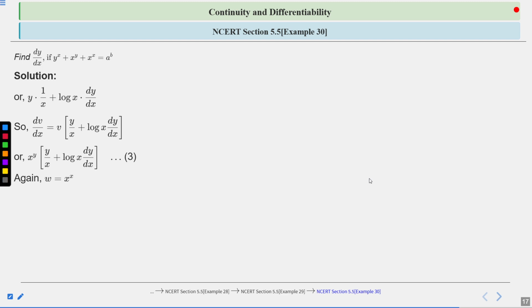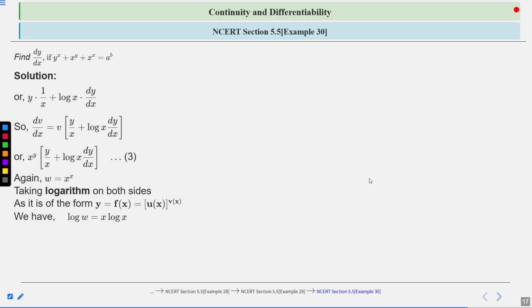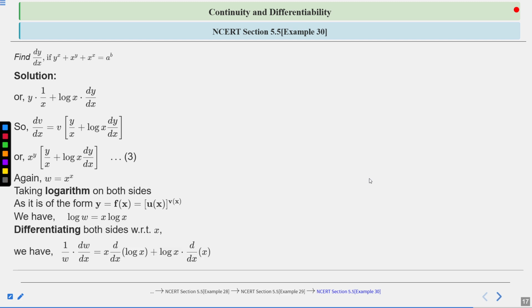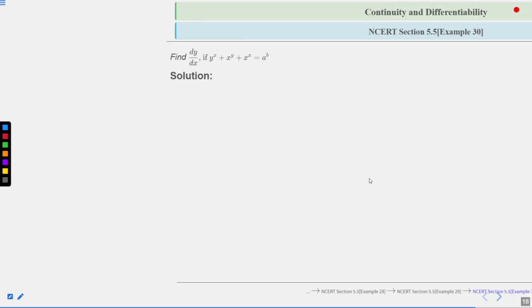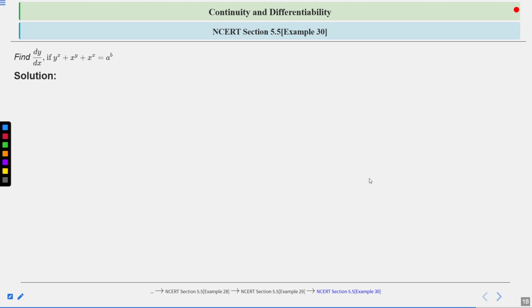Again, w is equal to x to the power x. Clear? We will do the same, taking logarithm on both the sides, as it is of the form y is equal to f(x) is equal to u(x) to the power v(x). What can we do? We have log w will be equal to x log x, right? Now differentiating both the sides with respect to x, we will have 1 by w dw by dx is equal to x d upon dx of log x plus log x into d upon dx of x, right?